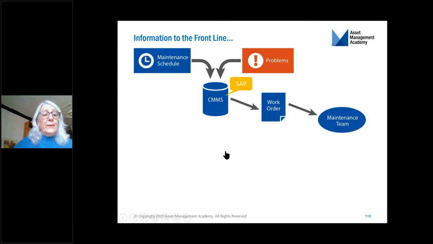In case any of you are not familiar, these systems have been around since about the 1970s. They come out of maintenance, so they're actually maintenance systems, originally called computerized maintenance management systems. For you, this is part of SAP, or an enterprise asset management system or work management system.